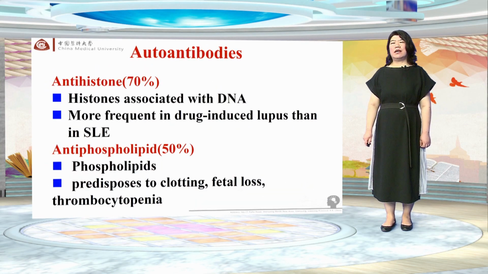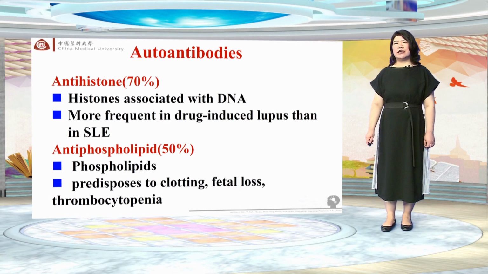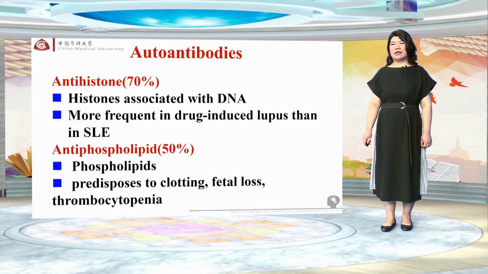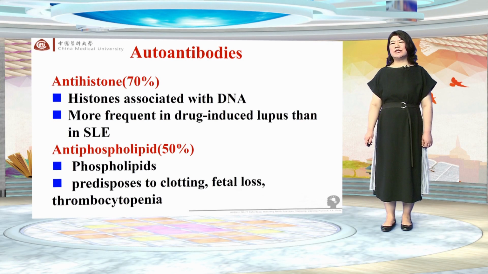Antihistone antibodies: about 70% of lupus patients may have antihistone antibodies. The antigen is histone associated with DNA, and it is usually specific for drug-induced lupus, such as with penicillin or anti-TNF-alpha drugs.